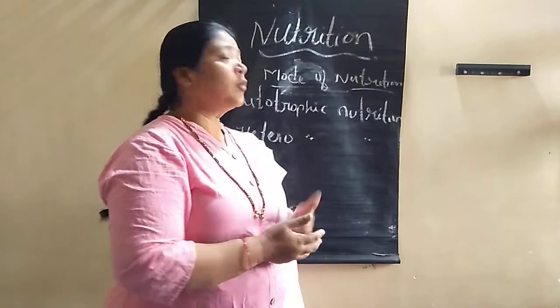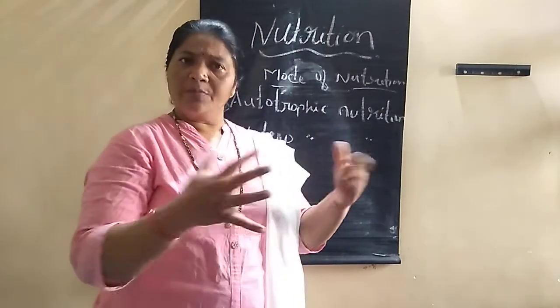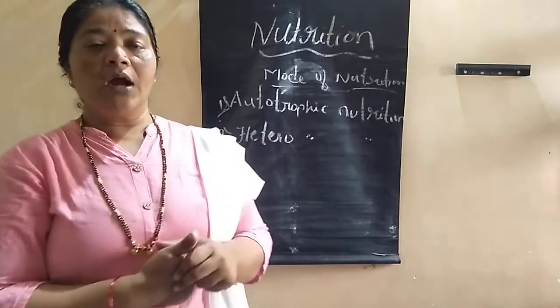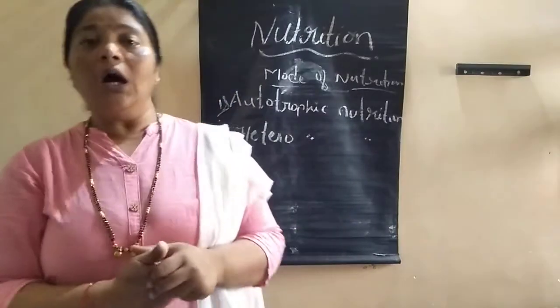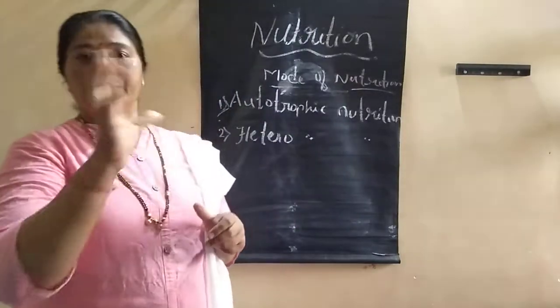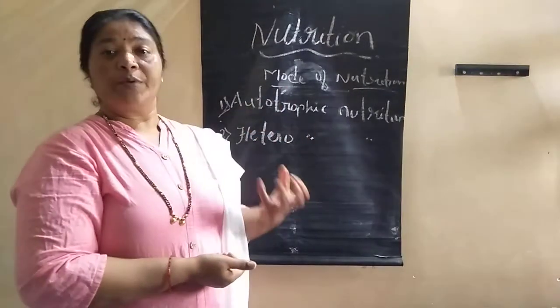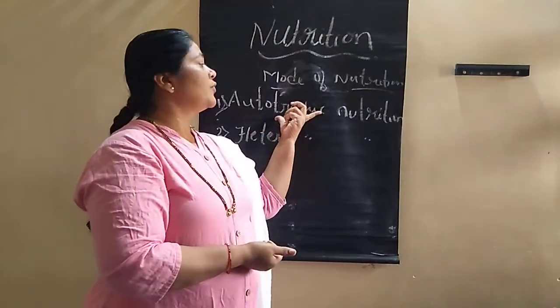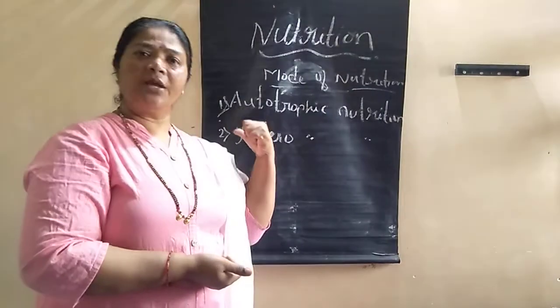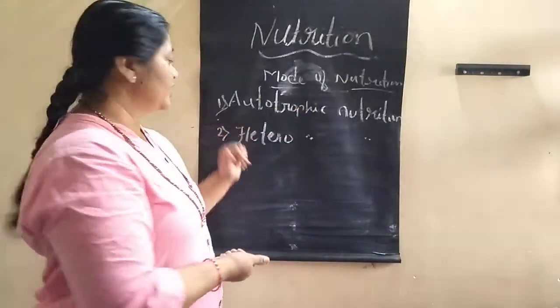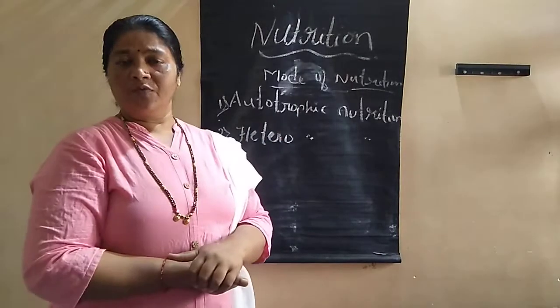In the autotrophic mode of nutrition, what happens? They are preparing their own food. That is plants. All types of producers, you are calling them, no? All types of plants and green algae prepare their own food. That mode of preparing food is called autotrophic nutrition. They consume their own prepared food. Those are the autotrophic mode and the heterotrophic mode of nutrition.